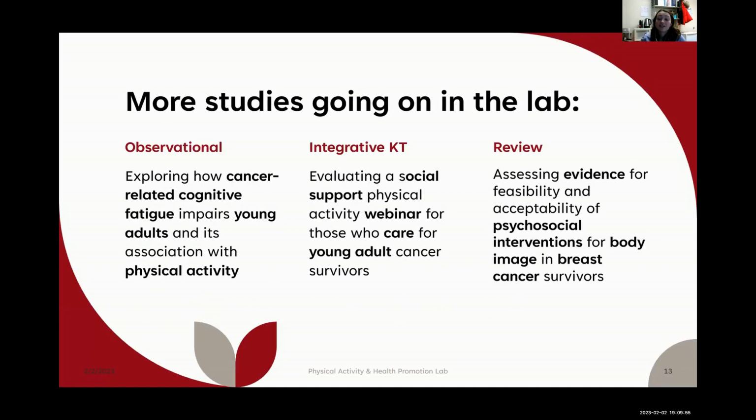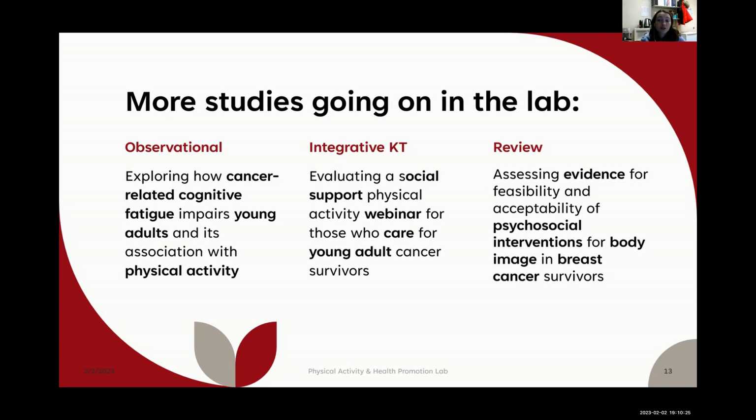But our lab does do lots of other work outside of intervention and program work. So if you're more interested in mechanisms or outcomes of physical activity, there's a few examples of studies that we've done recently that I'll go over with you. The first is we use observational methods like surveys, interviews, and cognitive assessments to evaluate cancer-related fatigue among young adult cancer survivors to get a better idea of how physical activity may or may not support cognitive health.